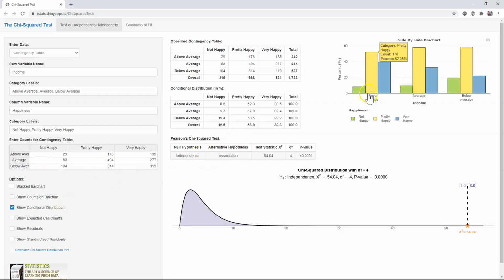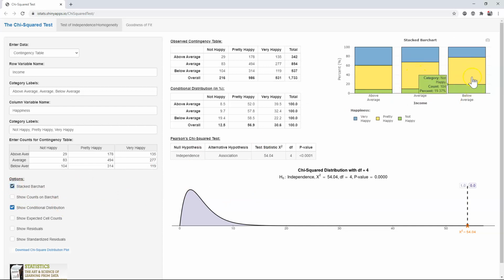So there we get the results that are coming in. If we want to actually see this as a stacked bar chart like we saw earlier, you can just select the stacked bar chart and we get that exact chart that we were analyzing before. And of course, what we are interested in is the test statistic and p-value.